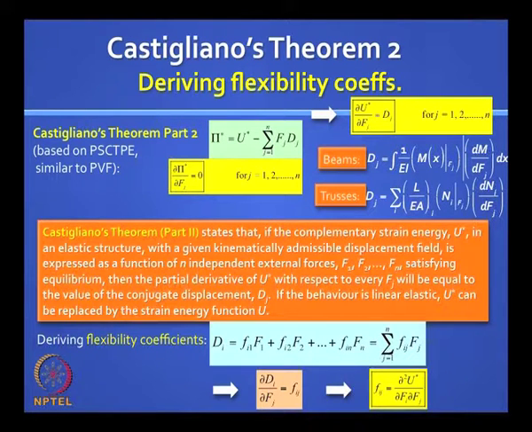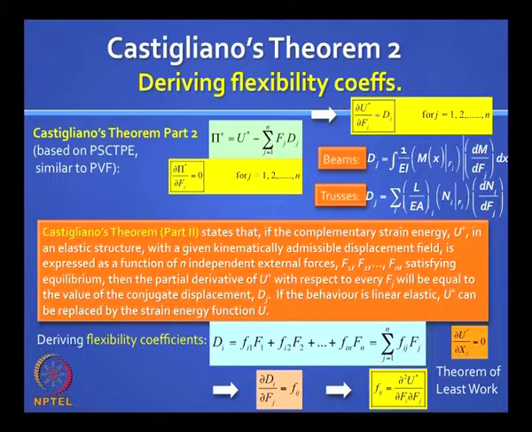Here again you can expand d in terms of flexibility coefficients, and like in the earlier case you can use energy methods to get an expression for the flexibility coefficient. Fij is the mixed partial derivative of u star with respect to Fi and Fj. So the similarity is now complete with the stiffness coefficient.